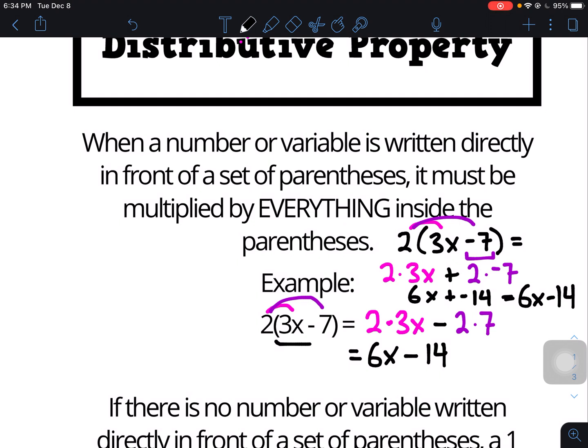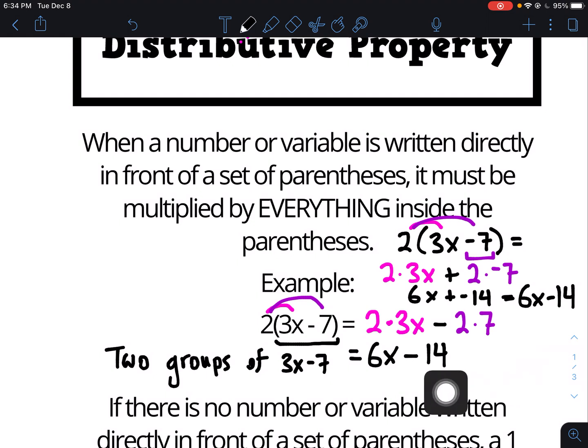Really, what helps me think about this is I think of 2 times 3x minus 7 as really being, okay, I'm trying to find what two groups of 3x minus 7 would look like. If you had two groups of 3x minus 7, you would have 6x's total, and -7 times 2 would be -14.